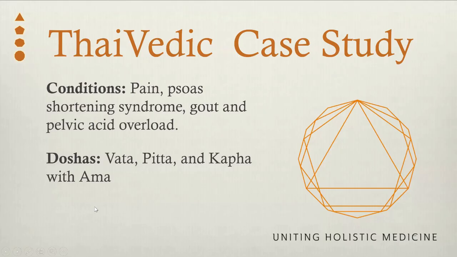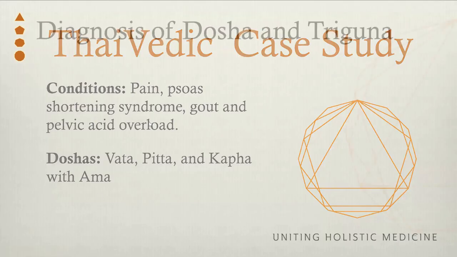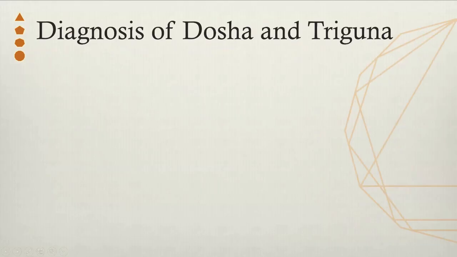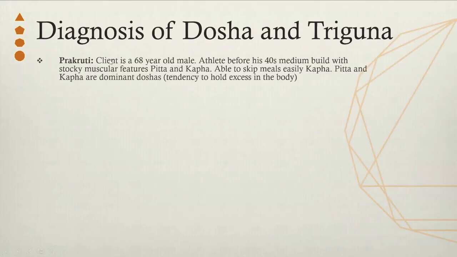Whenever we get half-digested byproducts that build up, all doshas are very easy to build up. Why do we see all doshas? So the constitution is there: a 68-year-old man, an athlete before his 40s, medium build with stocky, muscular features. This shows a tendency to Pitta and Kapha, the athletic, medium build, the stocky features. He's able to skip meals easily as well, which shows a tendency to Kapha. Pitta and Kapha are the dominant doshas.